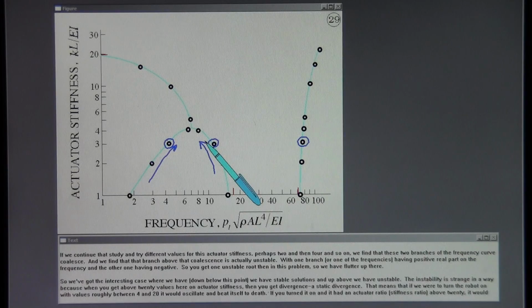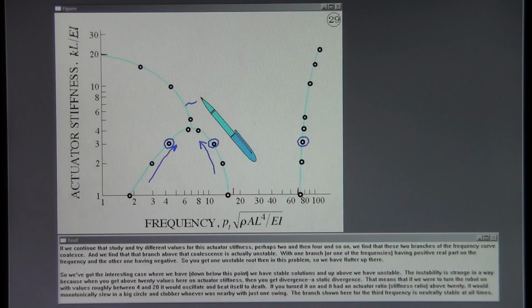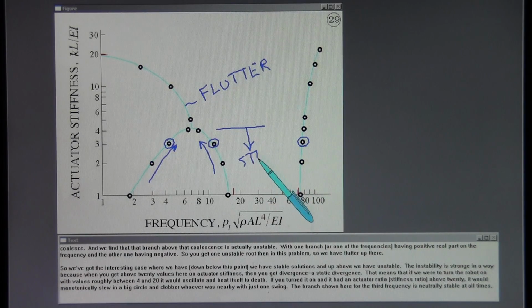And we find that the branch above that coalescence is actually unstable, with one of the frequencies having positive real part and the other one having negative. So you get one unstable root then in this problem. So we have flutter up there. So we've got the interesting case where down below this point we have stable solutions, and up above we have unstable.